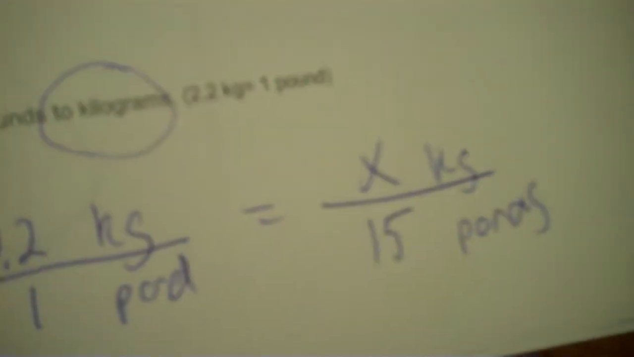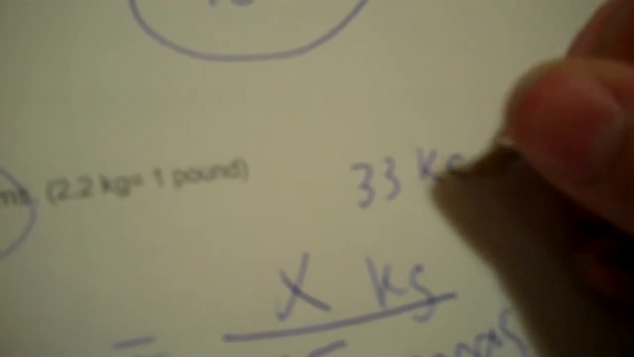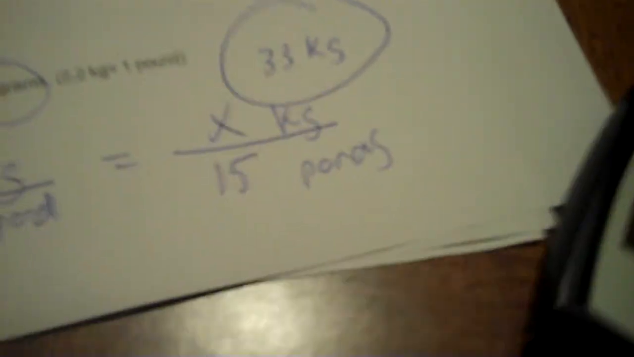Convert 15 pounds to kilograms. 2.2 kilograms are in 1 pound. Kg, pounds. They have to align in the same order, okay? So I'm converting to kilograms, so X, how many pounds do I actually have? 15. So it'll be 2.2 times 15. You can divide by 1 if you want, but it's really kind of silly. 33 kilograms. If I have 15 pounds, that's 33 kilograms.